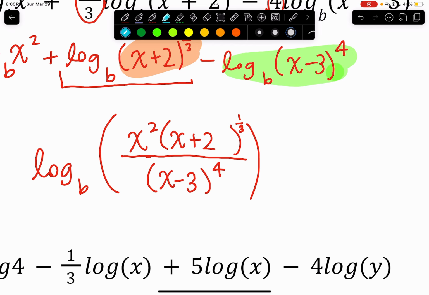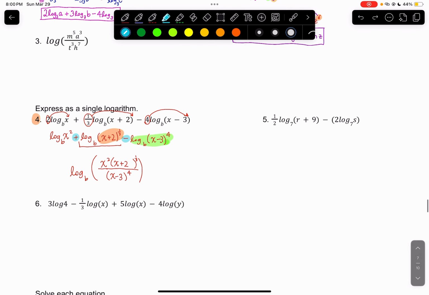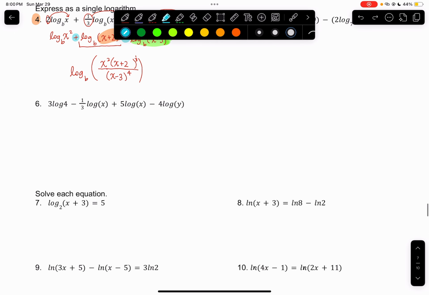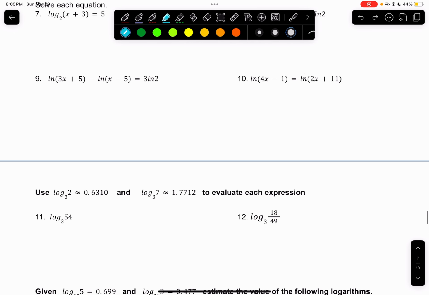So remember, what's in charge is whether it's being added or whether it's being subtracted. If it gets added, the arguments multiply. If it's getting subtracted, the arguments divide. Cool. And then we would be done. You can just leave it like that. Okay, let's see. You can do 5 and 6.